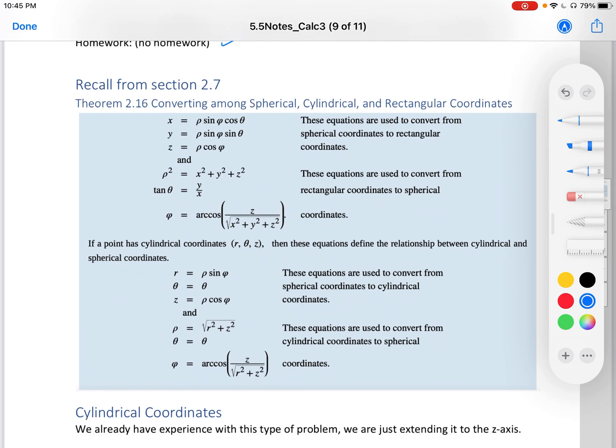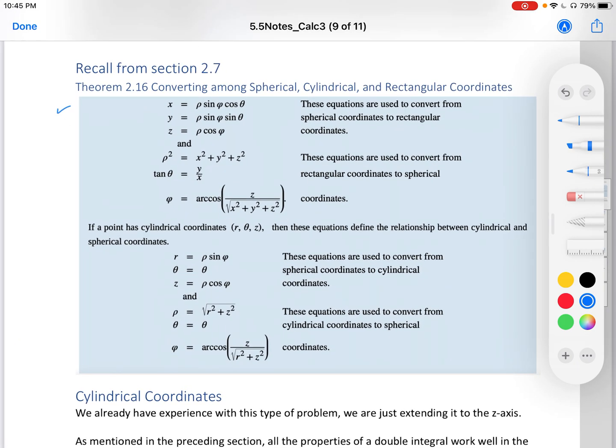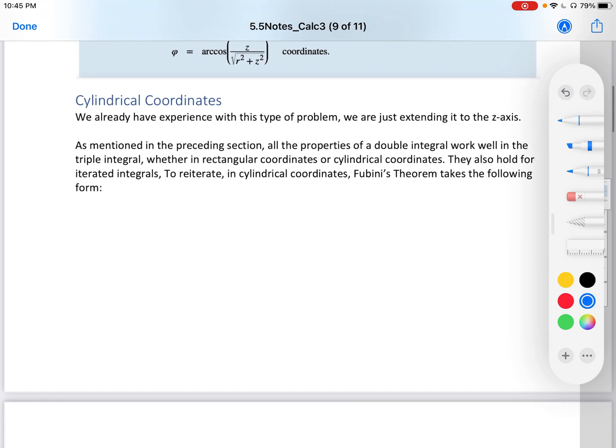To begin, let's recall something from section 2.7. Mainly, we're recalling how to convert among spherical, cylindrical, and rectangular coordinates. I'll leave this for you to reference back to. There are times where we might have to change between cylindrical and rectangular, so it's good to have handy.